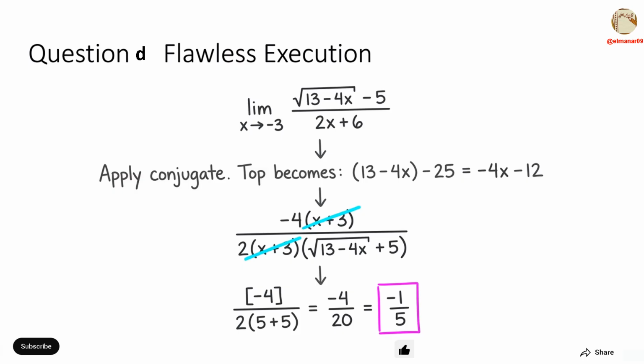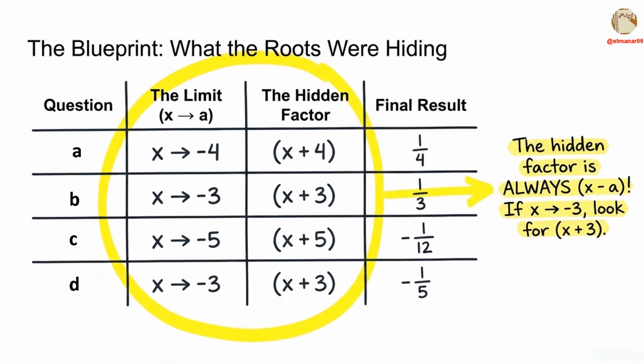Let's look at the blueprint. This table reveals the secret pattern behind all these roots. Look at the hidden factor column. Do you see the pattern? For question A, x approaches -4, the factor was x plus 4. For question B, x approaches -3, the factor was x plus 3.